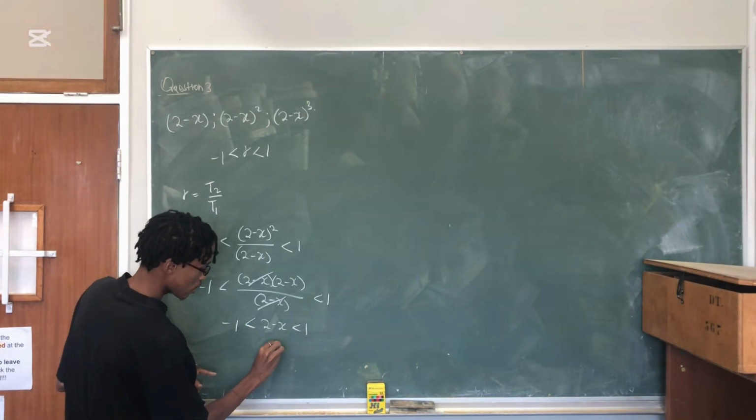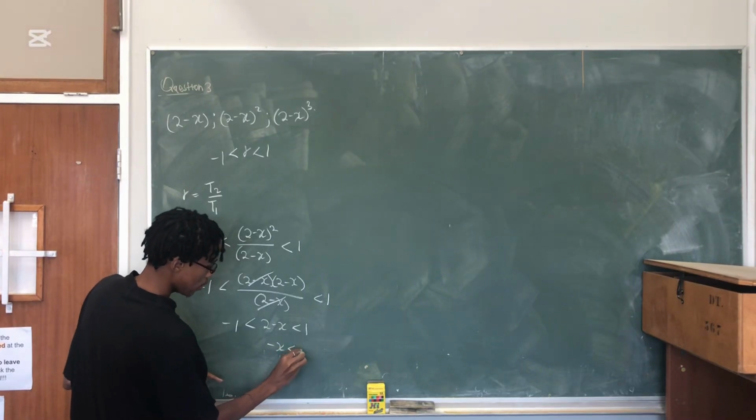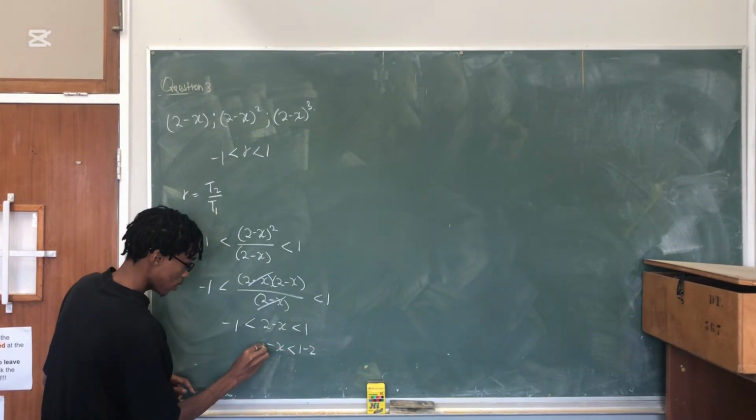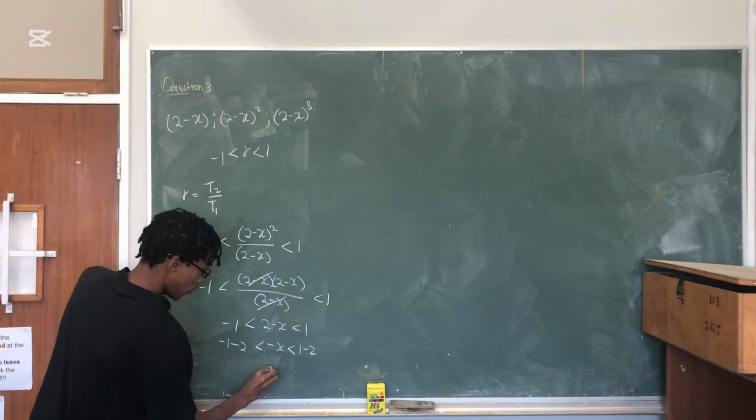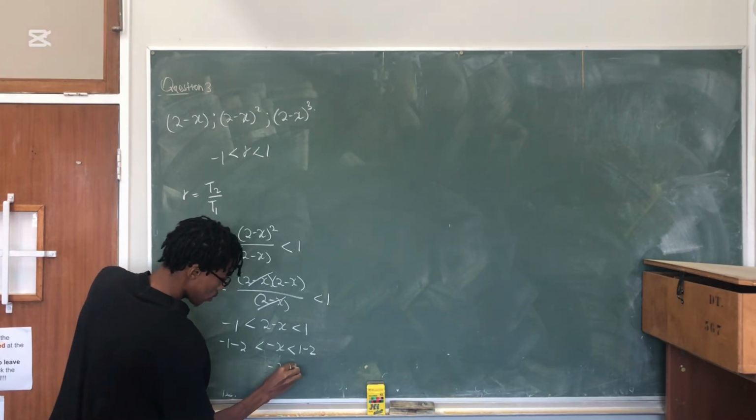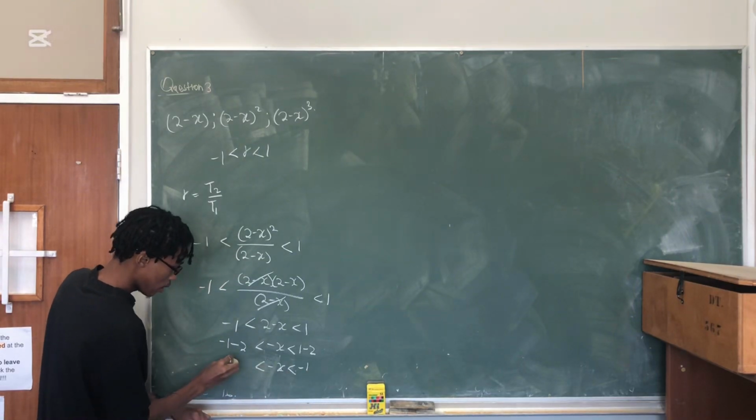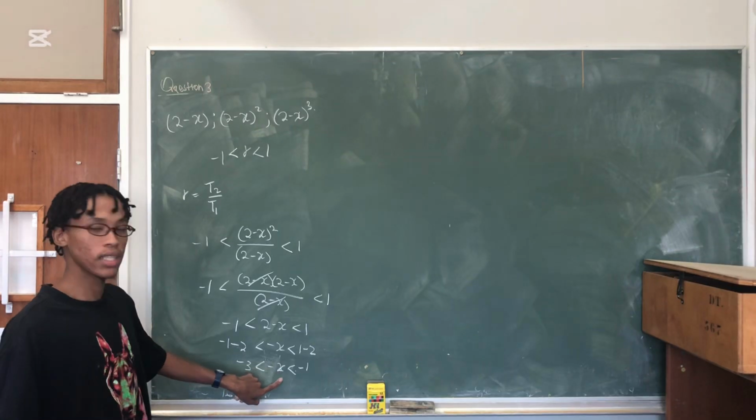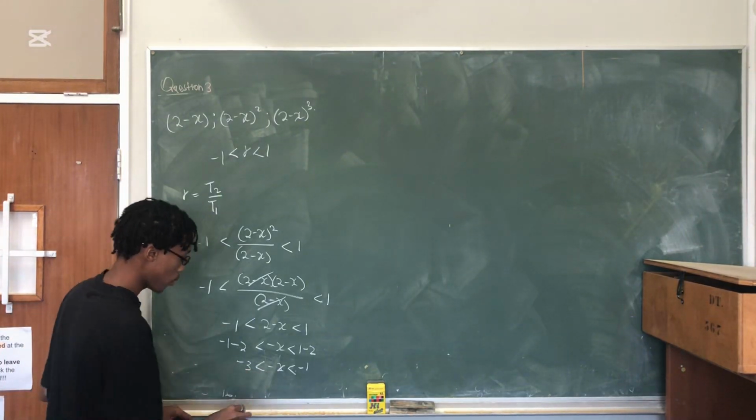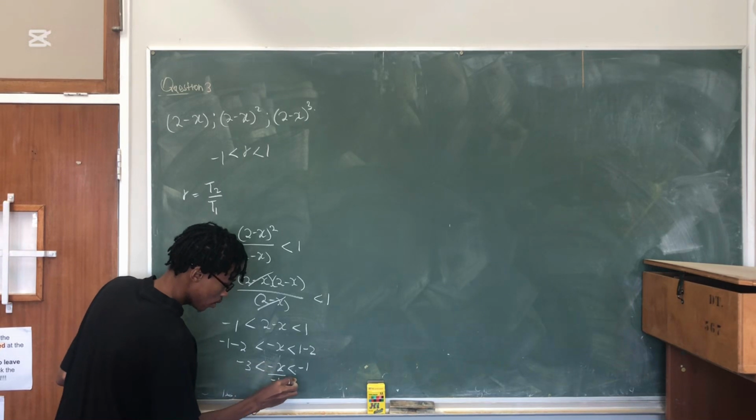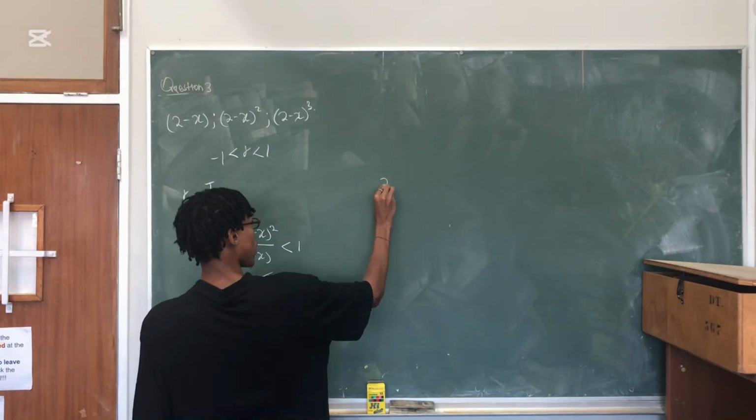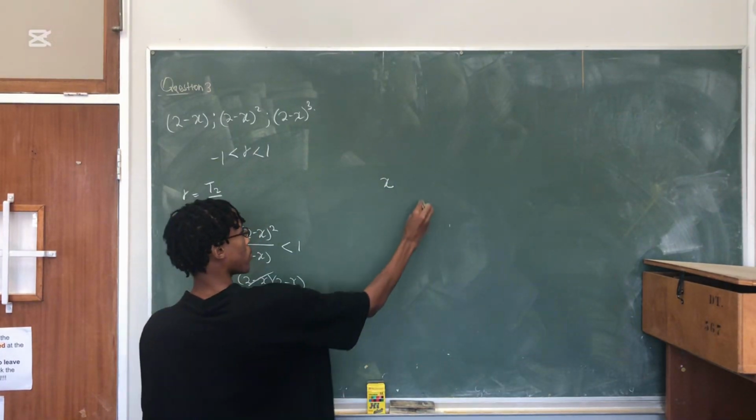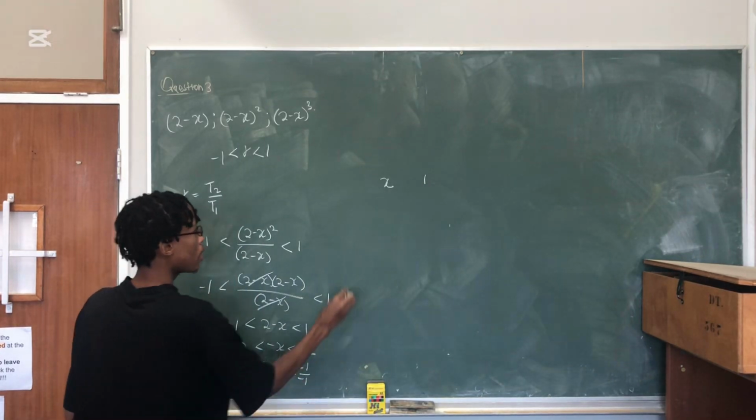So we're going to be left with negative x is less than 1 minus 2, as well as greater than negative 1 minus 2 as well. Our negative x is going to be less than negative 1, but greater than negative 3. But we don't want negative x, we want a positive x. What we're going to do is divide by negative 1 on each part. We're going to be left with x. On this side, we'll be left with a positive 1, and on this side, we'll be left with a positive 3.